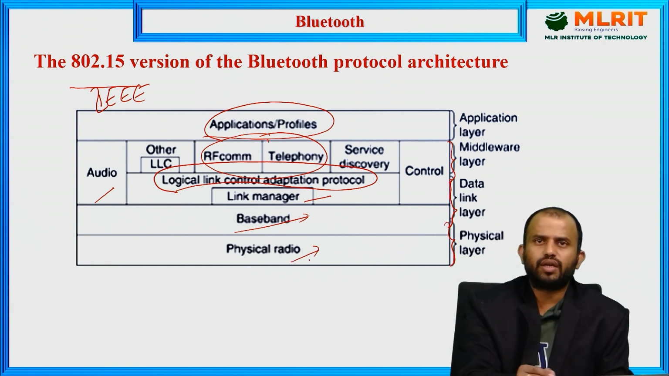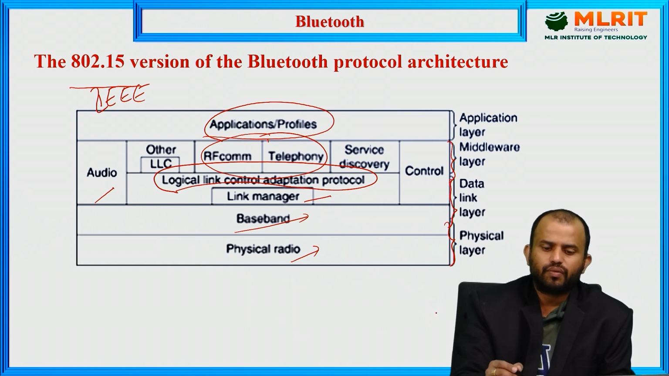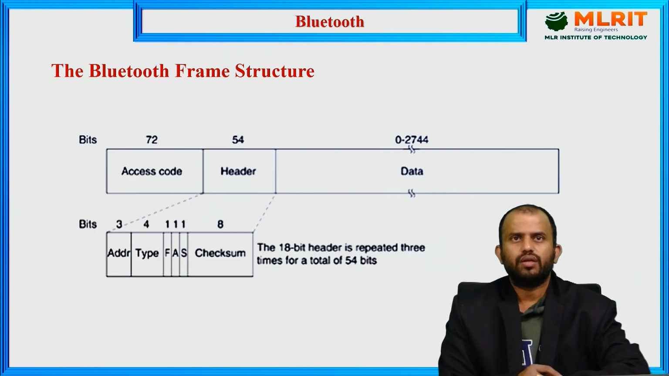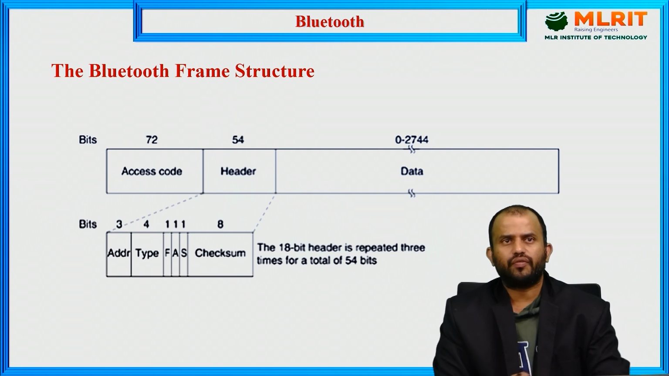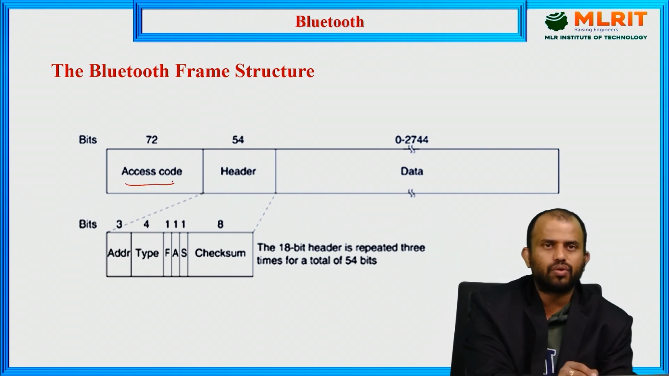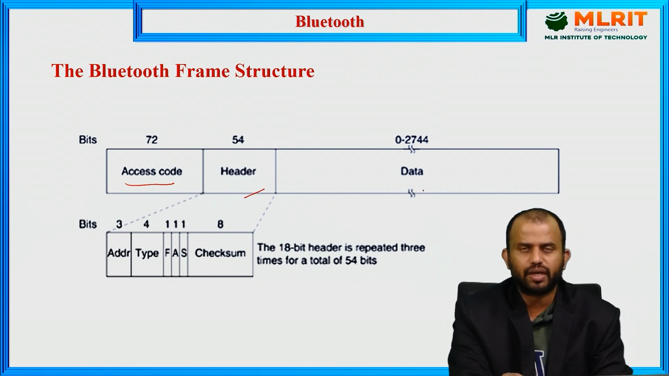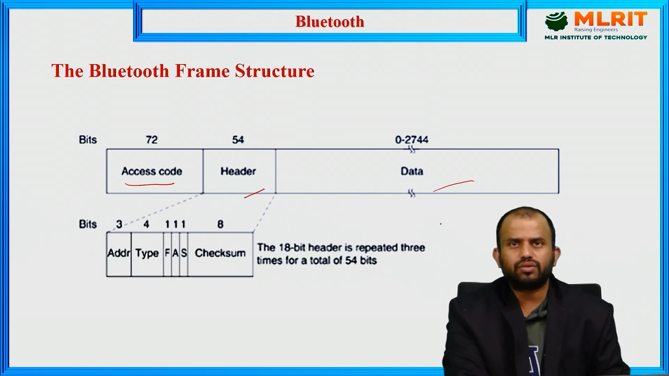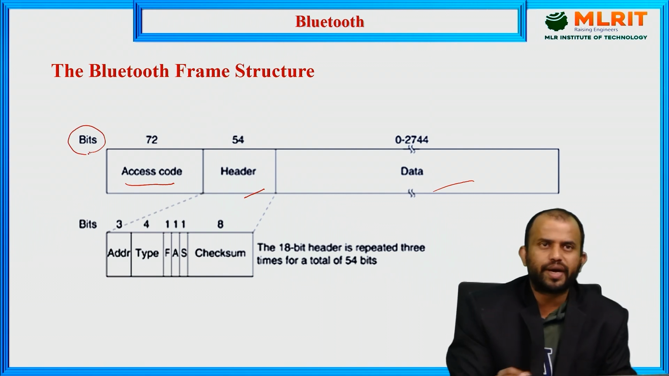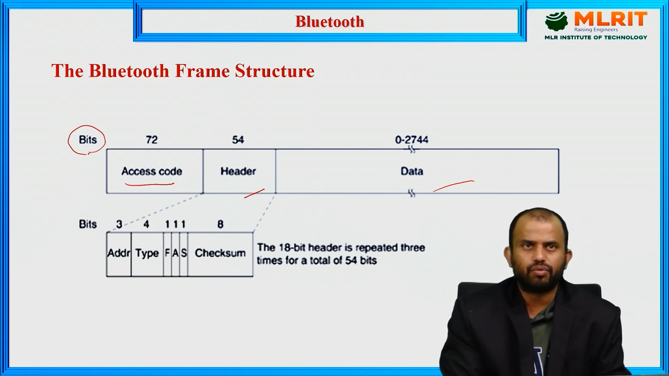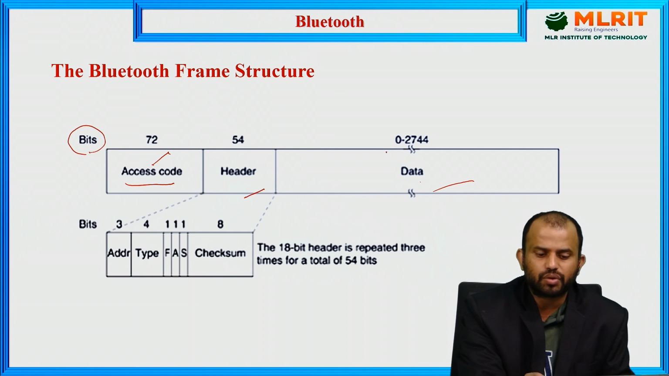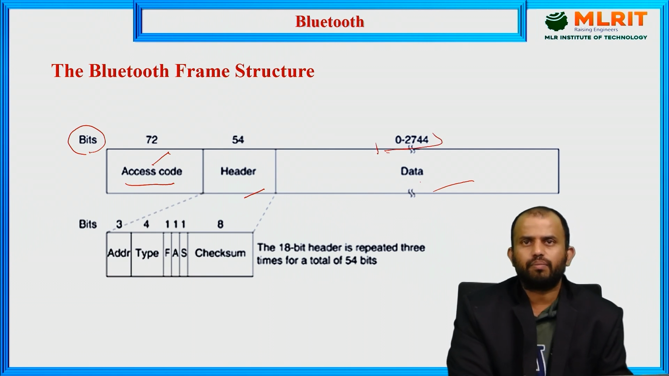So at the end of the day, this forms a single layer. We use the application layer from the profile perspective. What is the structure? The frame structure consists of bits. We have the access code, the header, and the data. Previously we discussed byte values, but here we discuss bit values: the access code and header are 72 bits, and the data ranges from 0 to 2744 bits only.